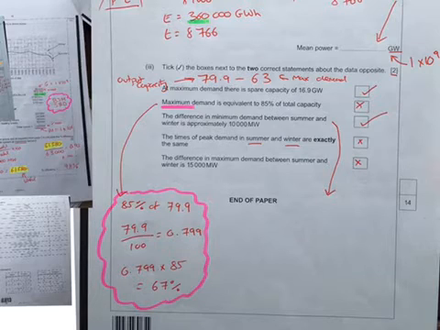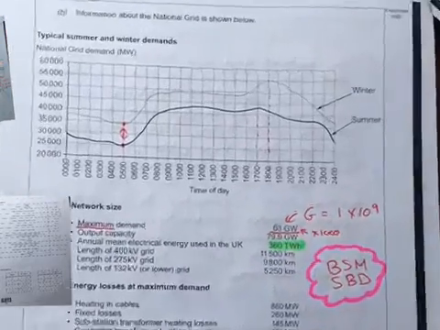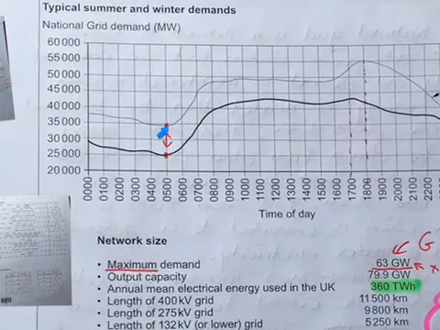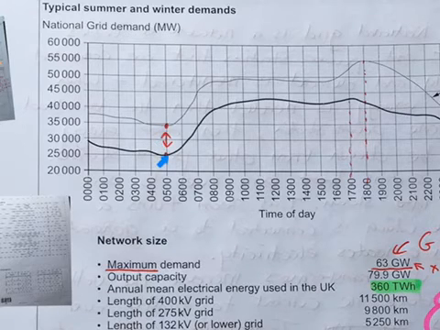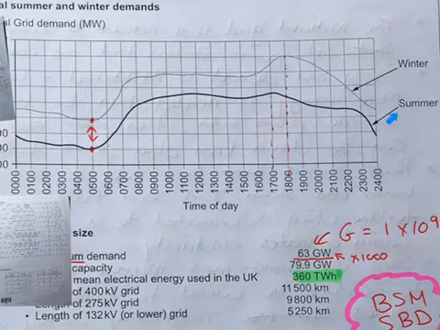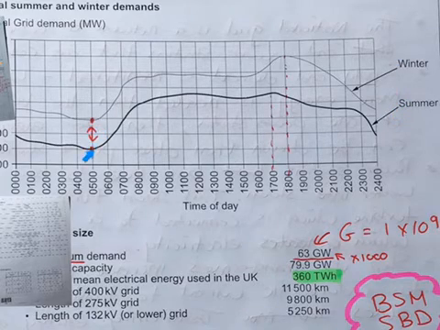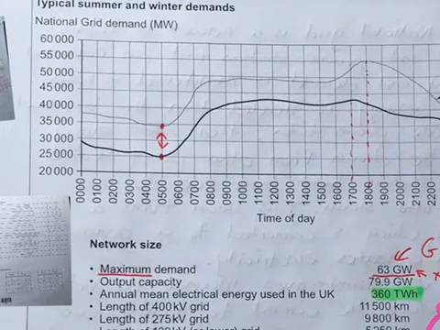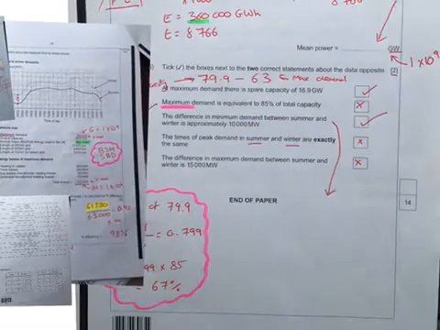My next one then is the difference in minimum demand between summer and winter is approximately 10,000. So look at my graphs, minimum demand, there we are, I've got it there. This is my summer line, this is my winter line, I believe. So summer, winter, and this is about 2 squares, and each square is worth 5,000. So that is being ticked.